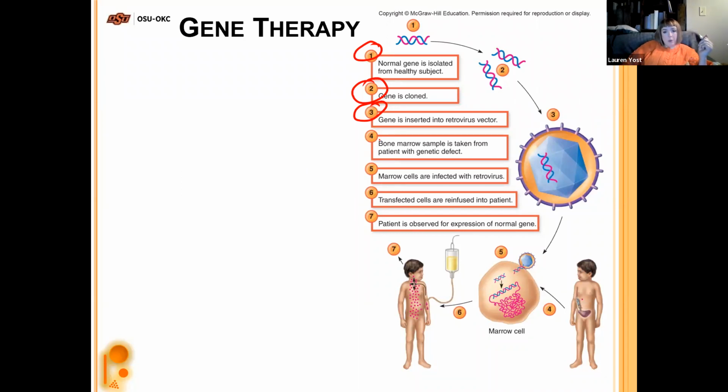Then take a bone marrow sample from the patient who isn't doing so hot. Put the bone marrow with the genetically altered retrovirus, which carries the good gene and doesn't have any of the virus stuff in it anymore. It's just got a good gene that it's going to make. Then we would take those cells and put them back into the patient. And then we observe the patient for expression of the normal gene. Now, depending on what you're trying to target, you might want to put it all over systemically, or you might want to treat in localized areas like the eye, like we were seeing in the video.